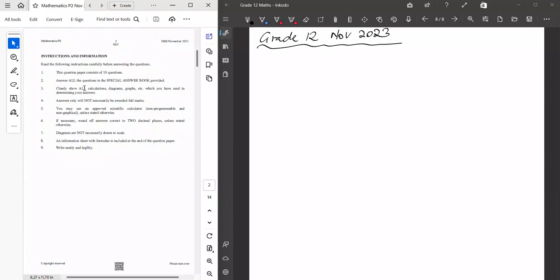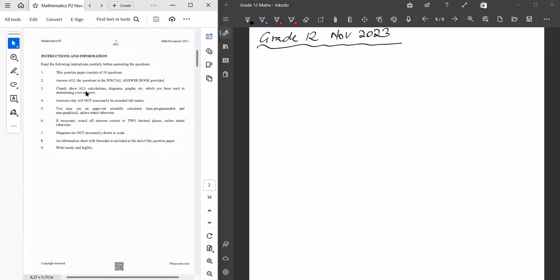And then instruction number 6, if necessary, round off answers correct to 2 decimal places unless stated otherwise. Now remember with this, it's important that in the middle of your calculations, you don't round off your answers. You only round off your final answers.